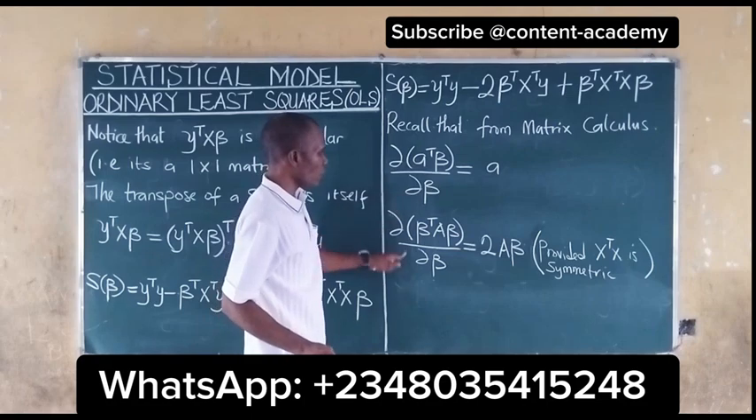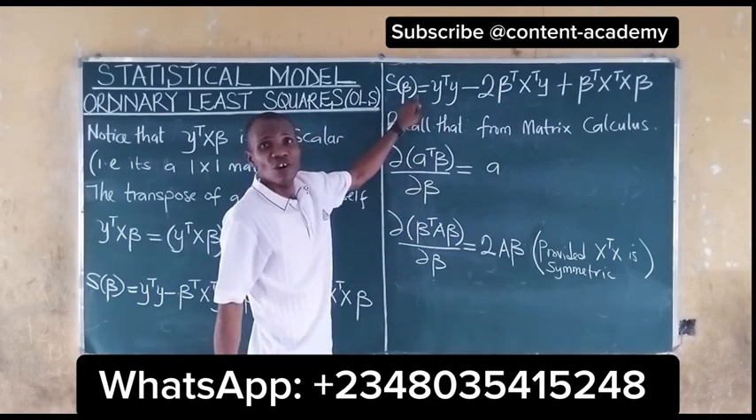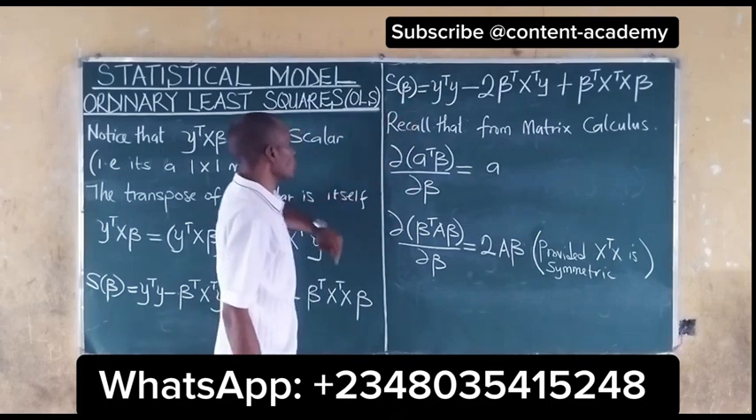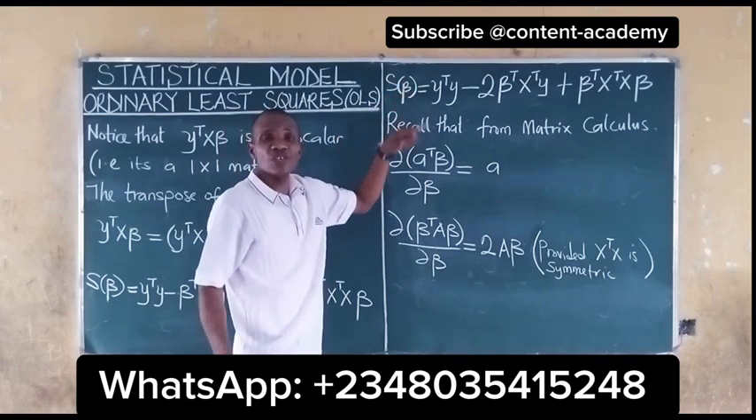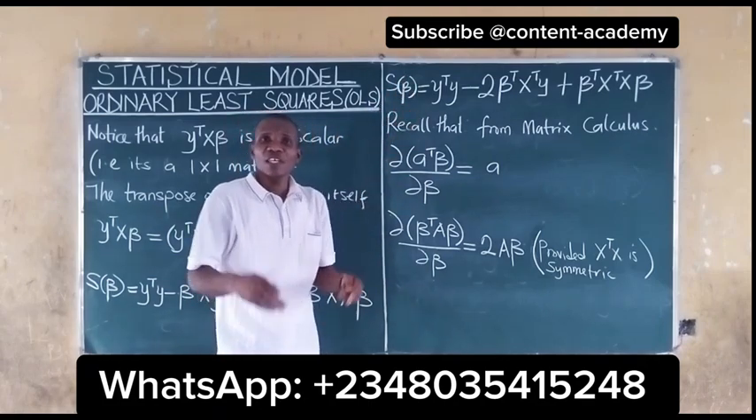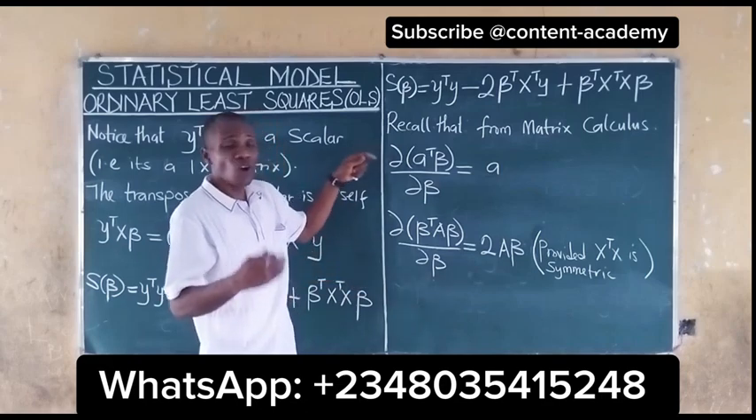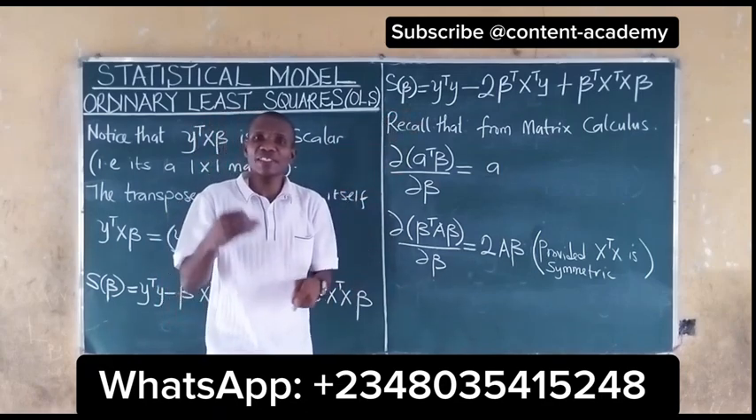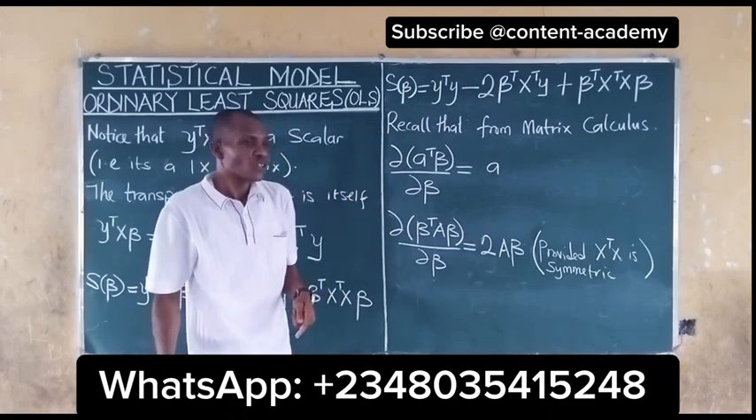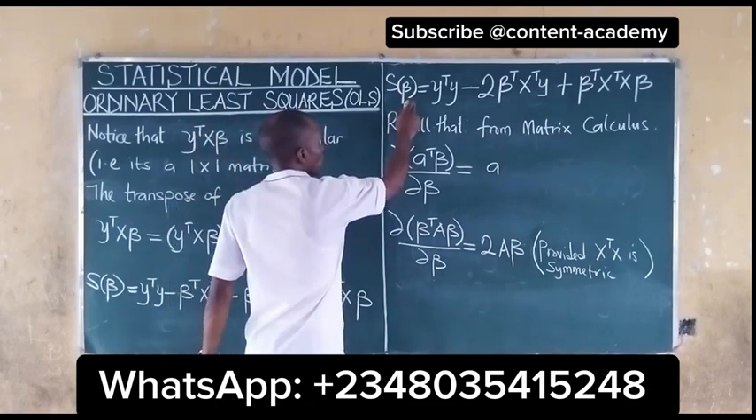So since we have recorded this, we can comfortably take the derivative of this function. To obtain our B estimate, we will differentiate and equate to 0. This is because the goal of ordinary least squares is to find the vector B that minimizes the sum of square error. So now we are differentiating with respect to B.